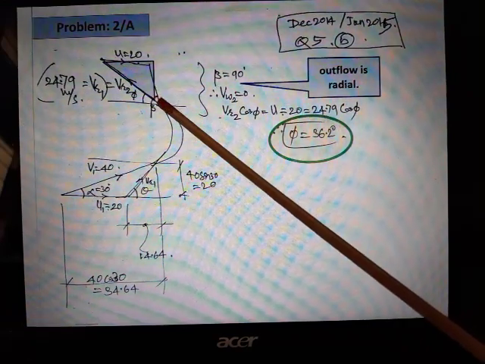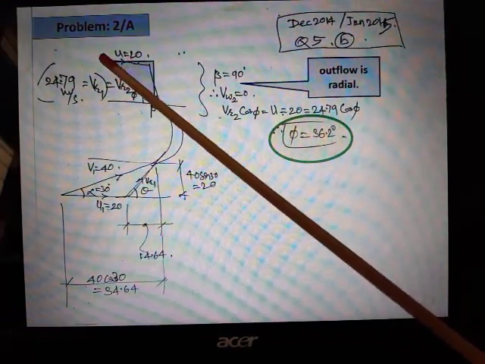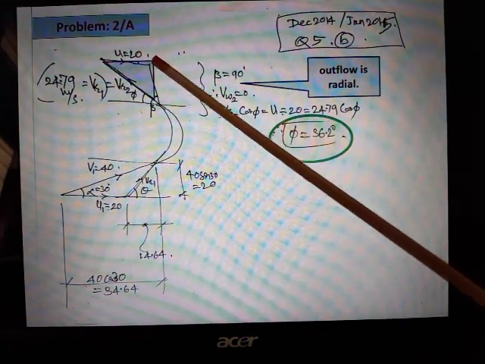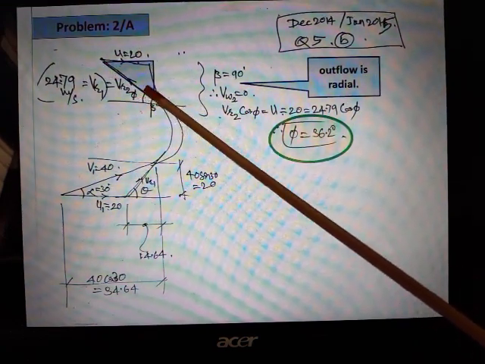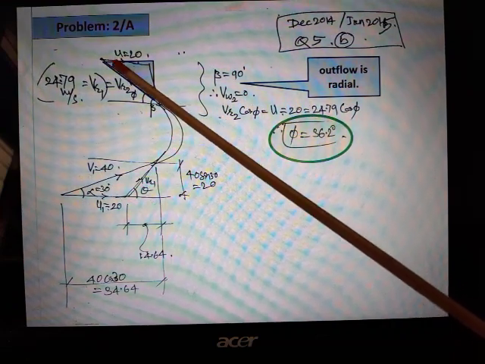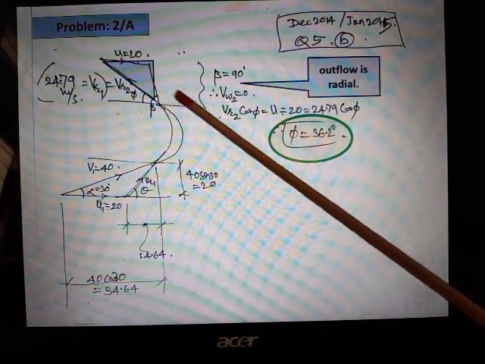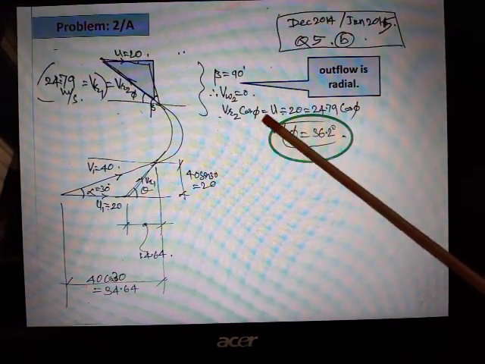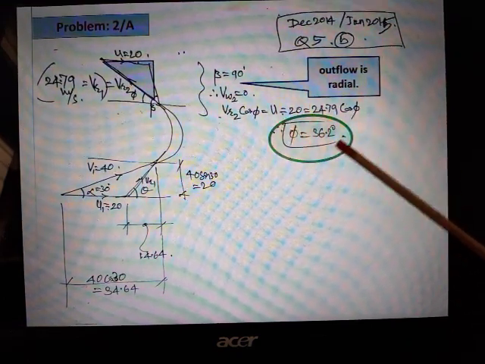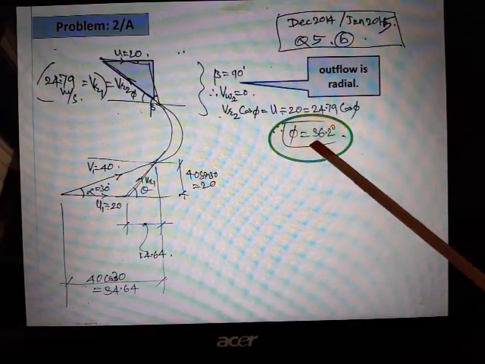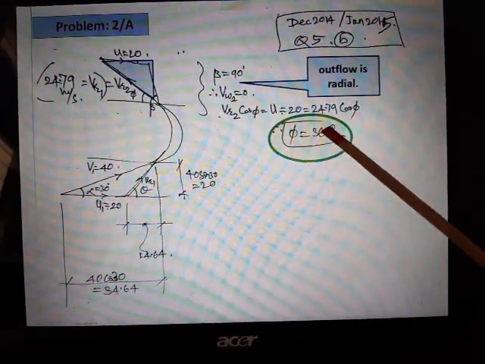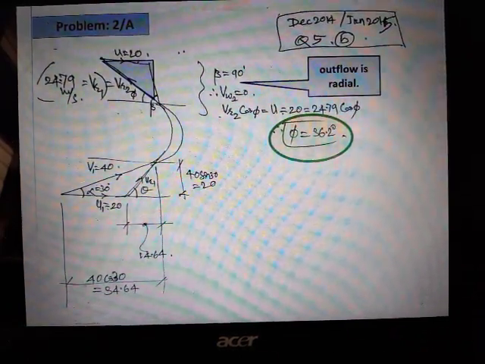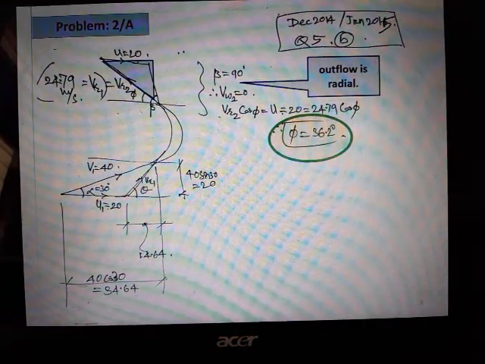So we know this, and because it is a tangential flow, U1 and U2 are equal, and that is 20. So this angle is phi. So I can always write VR2 cos phi equal to 20. So I can calculate phi, which is the angle of the vane at the outlet. So that is problem number A, which is over.